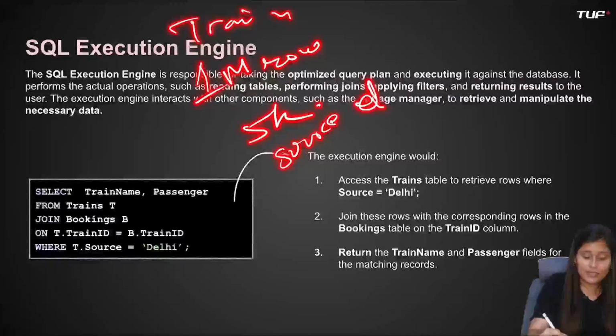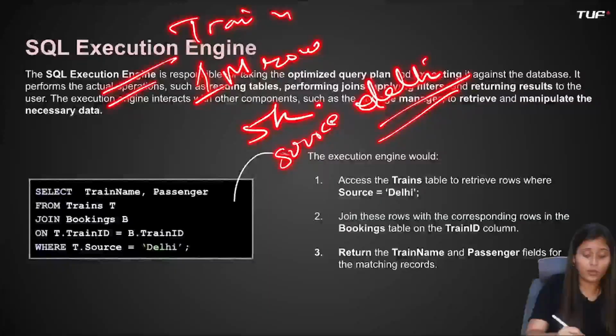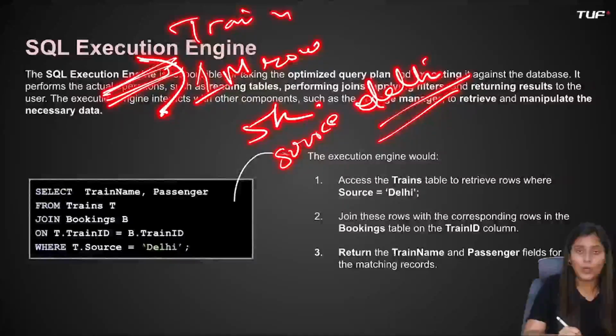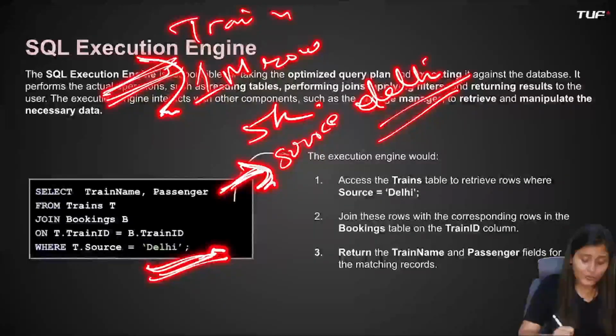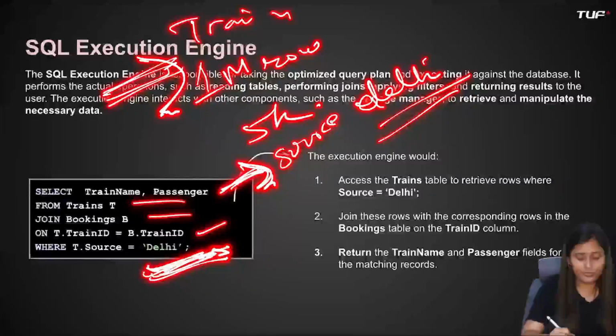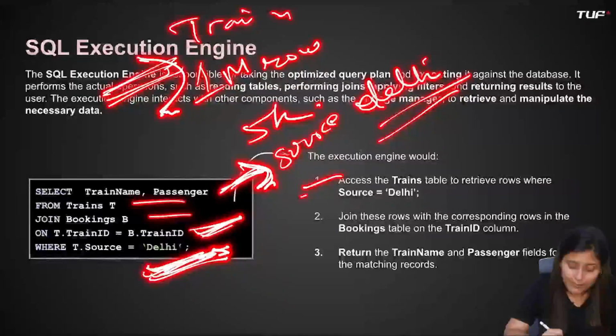So instead of loading 1 million rows, which, instead of optimizing, will use more data, more resources, and take more time to execute, it's better to select first and load only those rows having the source as Delhi. Now after this, do the join operation, and then check if the train ID is there in both the tables or not. That is the first step: access the trains table and retrieve the rows where source is Delhi.